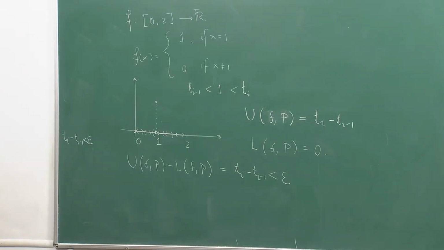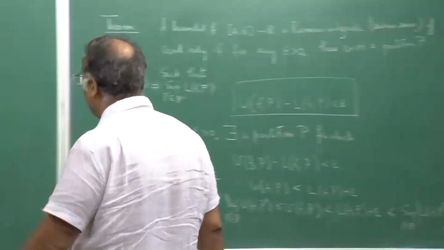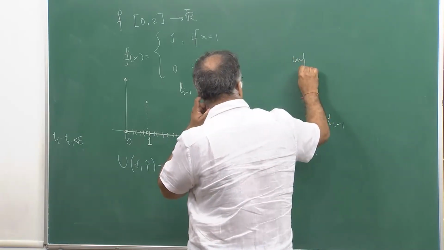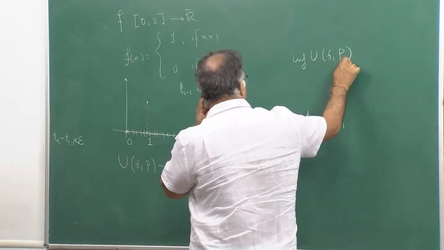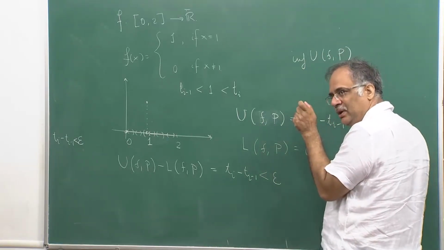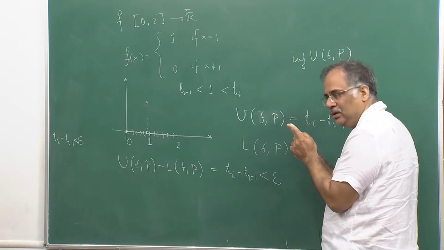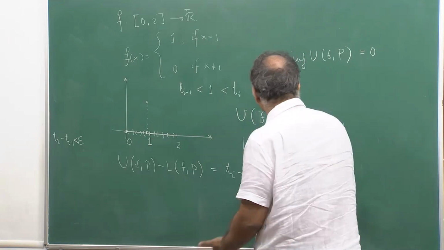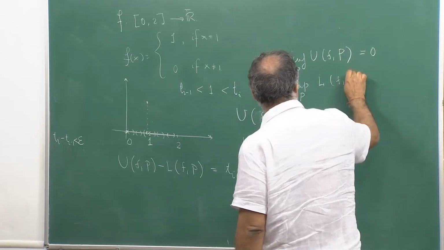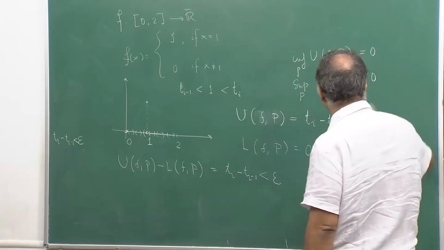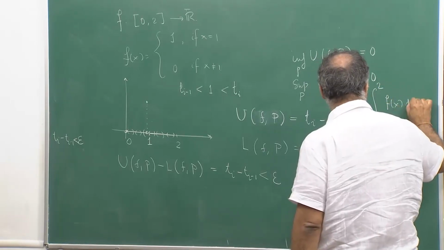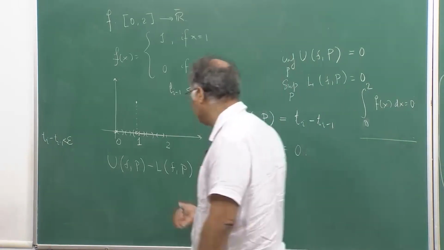Now, what is the value of this? You will immediately say 0, come on, what is the value? See how you do it here. If you take the inf of U(f,P), the inf of U(f,P) is 0, because I can make this as small as I like, bringing t_i and t_{i-1} closer and closer to 1 from both the sides. So, inf of U(f,P) is actually 0, and the sup of L(f,P) is actually equal to 0. So, hence these two are same, and so the integral from 0 to 2 of f(x) dx is equal to 0.